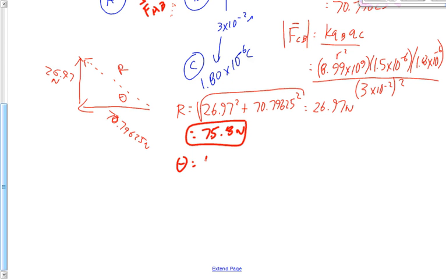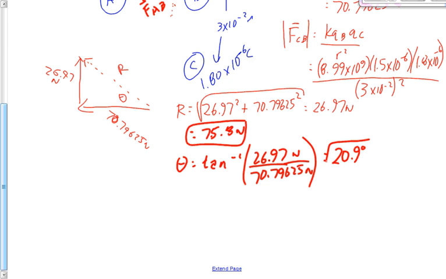And the angle here would be the inverse tan function of 26.97. That's the opposite side over the adjacent side, 70.79625. What do we get for the angle? That makes sense. 20.9 degrees. We're not going to express that as a north of west or anything like that, because we're not told our frame of reference is north, south, east, west on this, right? It's just a picture to the left, to the right, whatever. So we're just going to label the angle right here as 20.9 degrees.